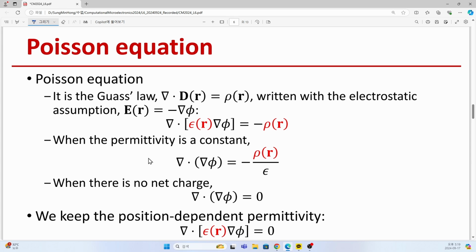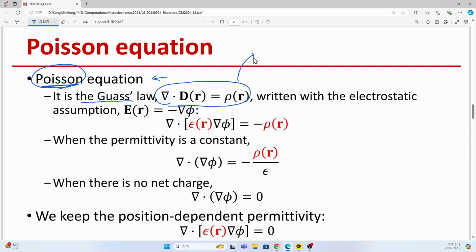Then today we will try to solve the Poisson equation, but not the general Poisson equation. We will solve a simplified, special version of the Poisson equation. So what is the Poisson equation? Poisson equation is actually the mathematical term for representing a certain class of equations. However, in this lecture, when we say Poisson equation, it is actually the Gauss law. So the Gauss law is shown here.